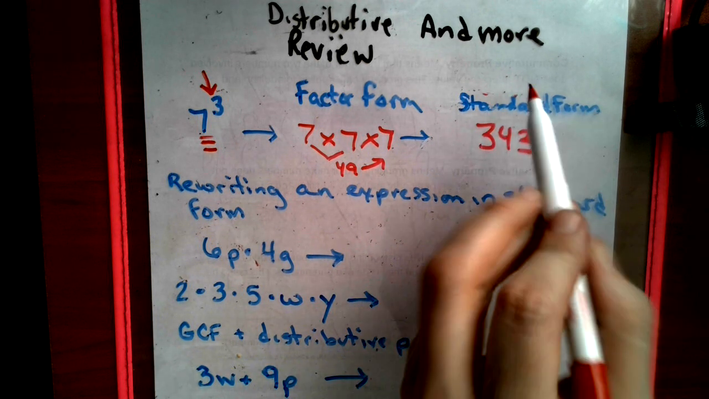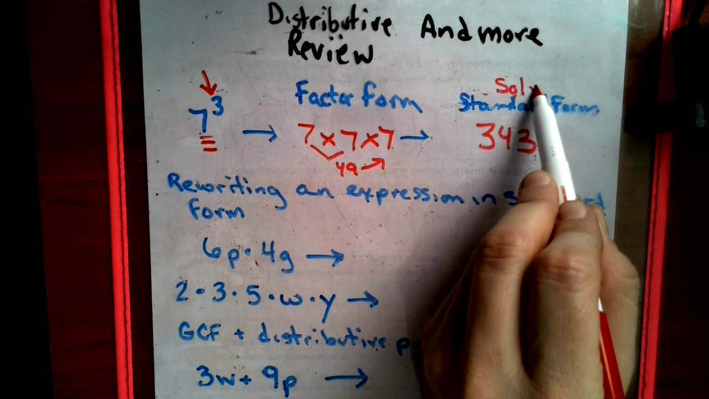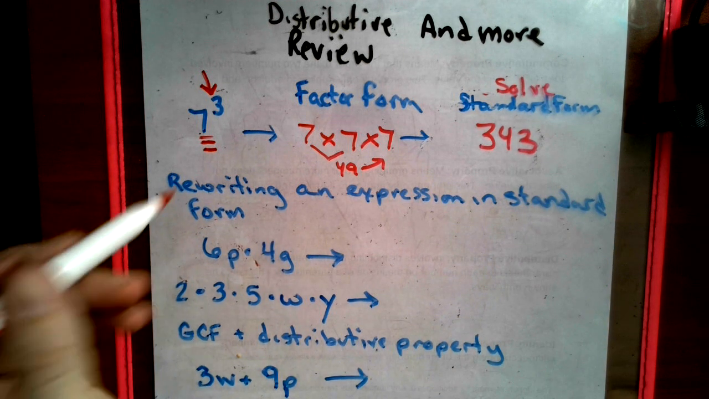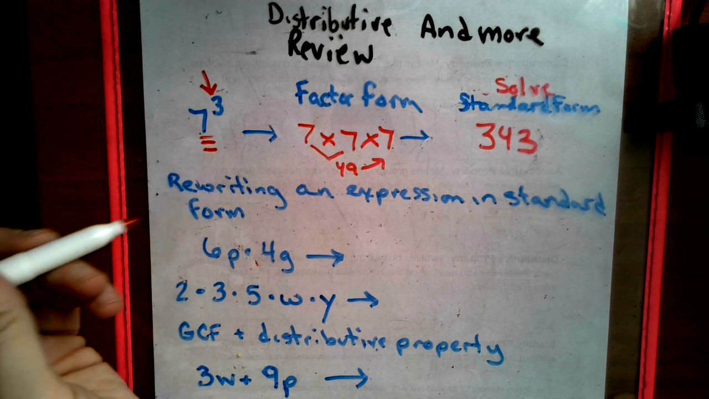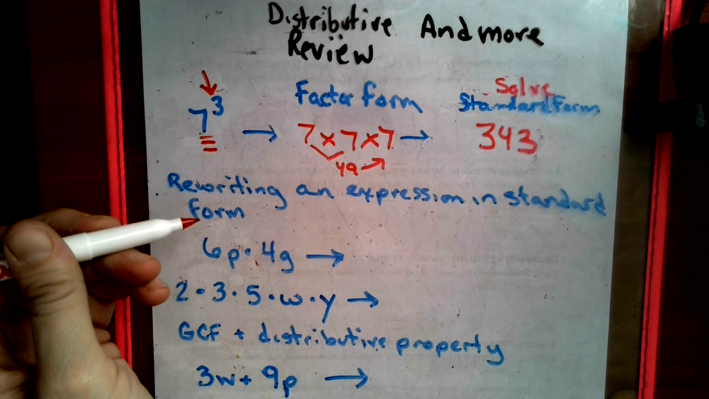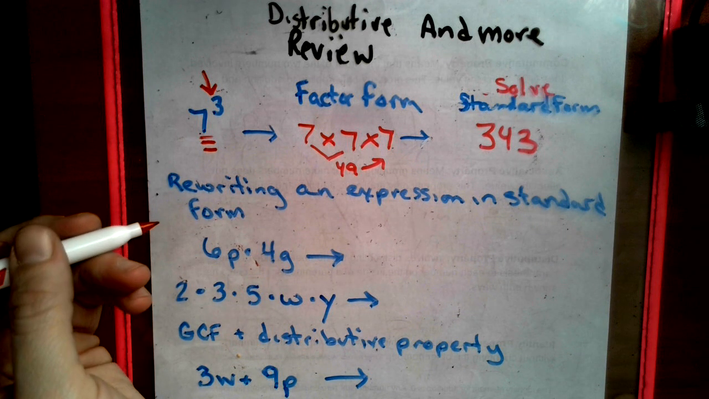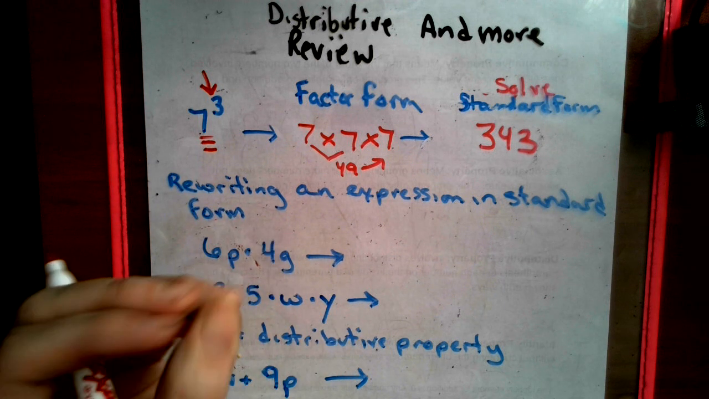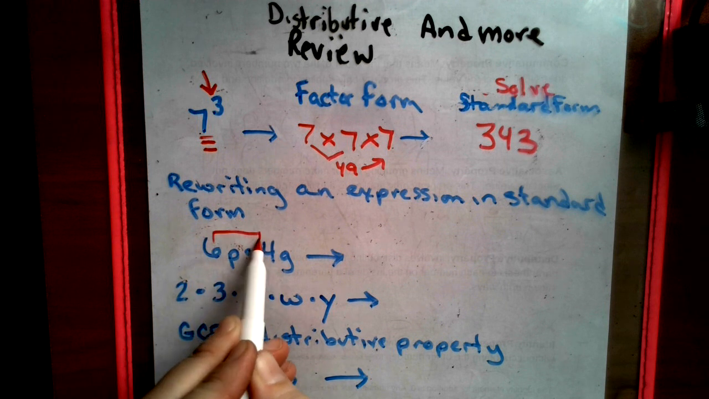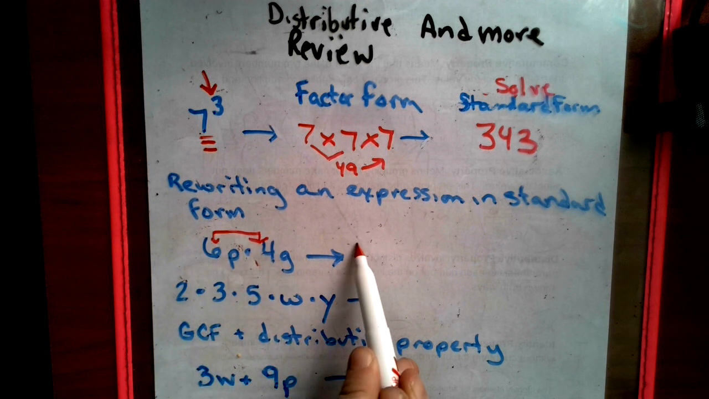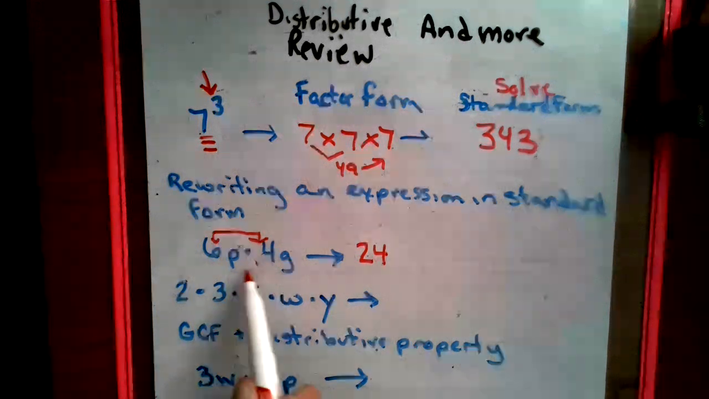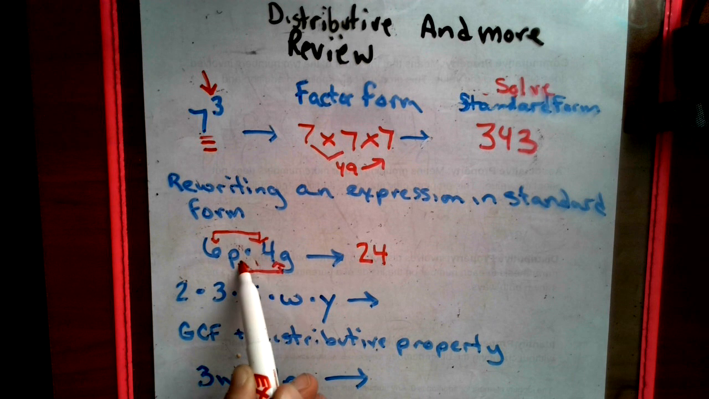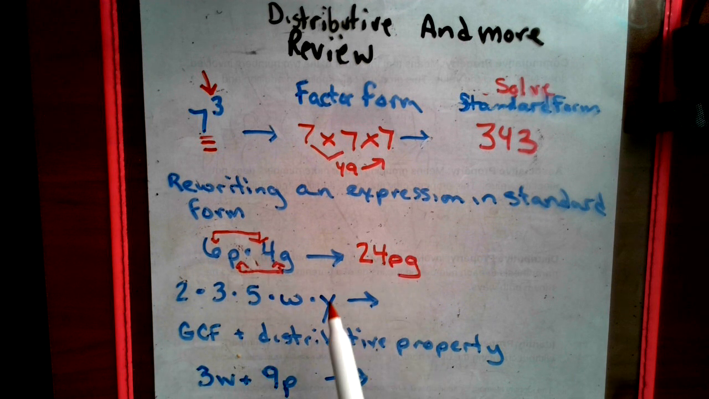Now, standard form is another name for the word solve. Okay, so rewriting an expression in standard form. What this means is we have to use as few characters and as few symbols as possible. So we have to take all this and basically shove it together. So we're going to take our coefficients and multiply them. We're going to get 24. And then we're going to take our variables and just slap those on the end. No signs, no nothing, all multiplication going on here.